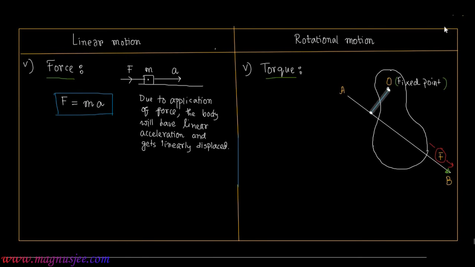Now we can denote the perpendicular distance. This is the perpendicular distance. That means ON is the perpendicular distance of the fixed point from the line of action of force.